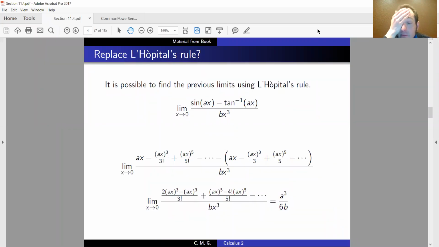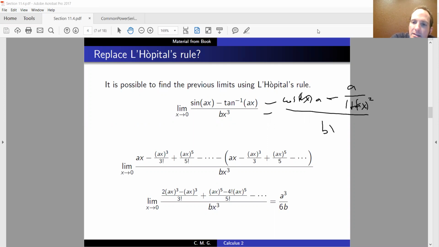Now that's going to be possibly a little bit easier than having to do L'Hopital's rule. If I do L'Hopital's rule a couple of times, you'll notice what I get. The derivative of the top here is just cosine ax with an a multiplied by it, because it's the derivative of the inside as well. Minus a over 1 plus ax quantity squared, all over 3bx squared. So I do the derivative of the top, the derivative of the bottom, and then I go from there.